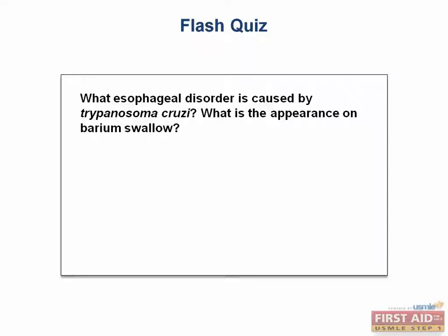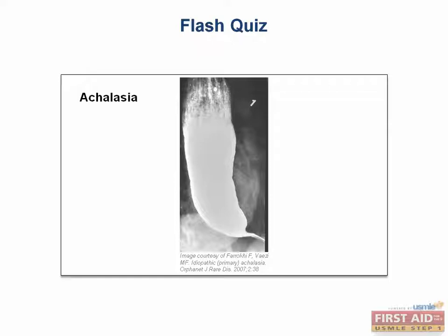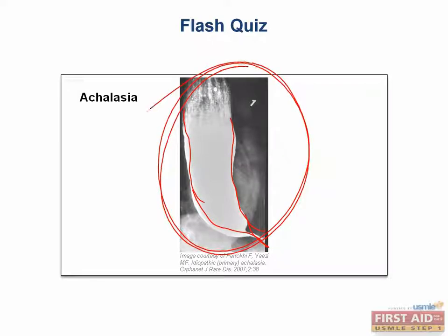Time for another flash quiz. What esophageal disorder is caused by Trypanosoma cruzi? And what is the appearance on barium swallow? Well, the answer is achalasia, and this causes the dilated esophagus proximally with the bird's beak appearance distally. This is a very common image that shows up on the USMLE Step 1, so make sure you commit this one to memory.